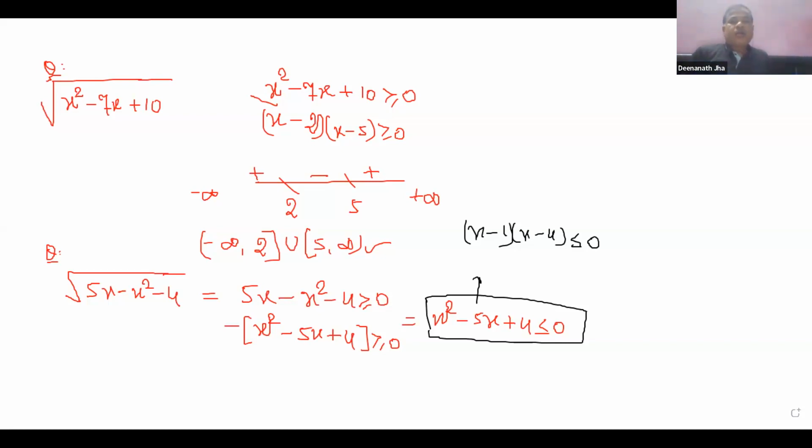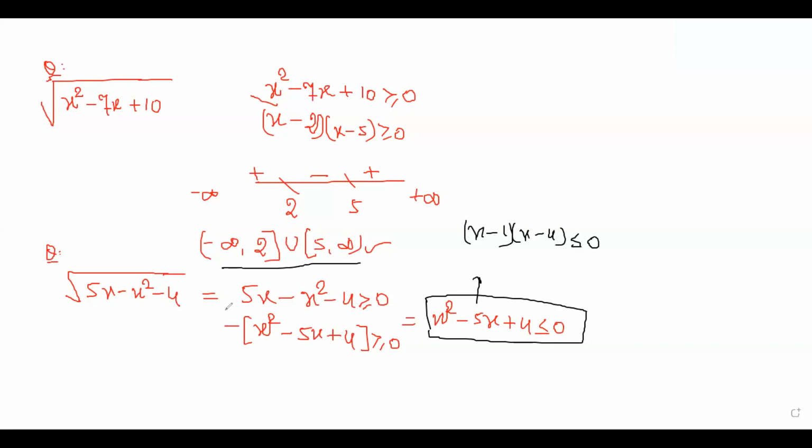First of all, this is an inequality, so you will not take equal. You will write your answer with an open bracket and a close bracket. Because x minus 1 into x minus 4 is less than 0, its value will lie from 1 to 4. Okay, got it?